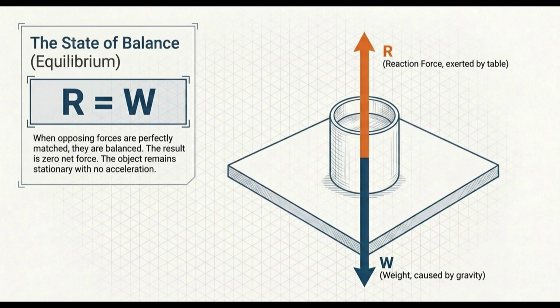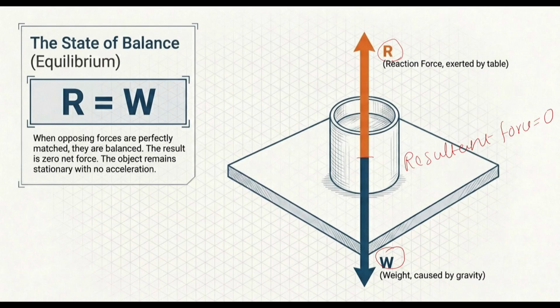Here you can see the diagram. This diagram illustrates equilibrium. The object's weight acts downward due to gravity, while the supporting surface produces an equal upward reaction force. That is the reaction force. Since these forces are equal in magnitude and opposite in direction, the resultant force is 0. What is the resultant force here? It is equal to 0.